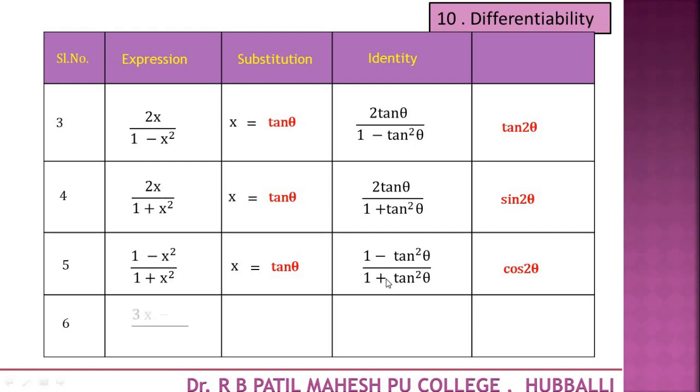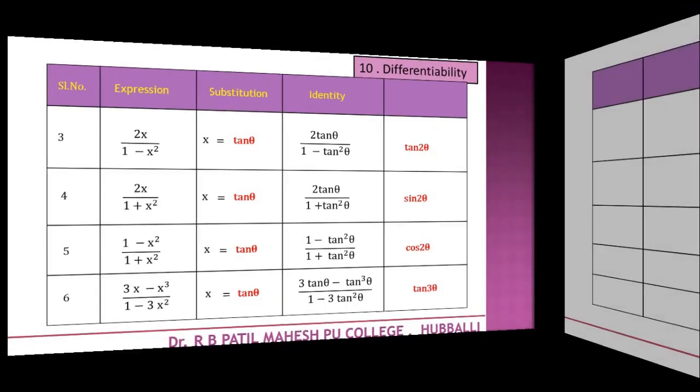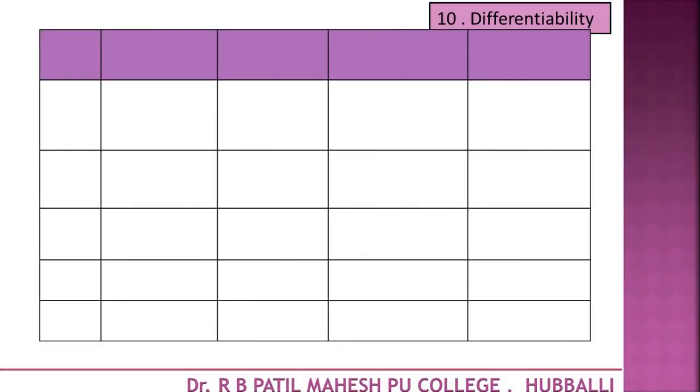So the sixth one, 3x minus x cube divided by 1 minus 3x square. For this type of expression, we have a function like 3 tan theta minus tan cube theta divided by 1 minus 3 tan square theta. Therefore what we have to take here is x equal to tan theta substitution. So it gives you 3 tan theta minus tan cube theta divided by 1 minus 3 tan square theta. Then the function gives you tan 3 theta.